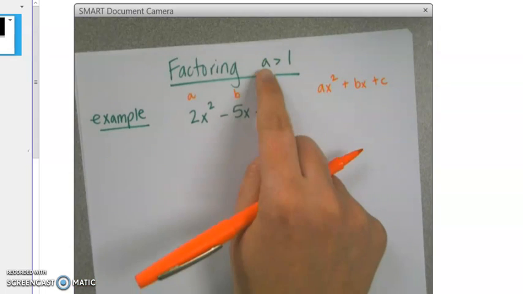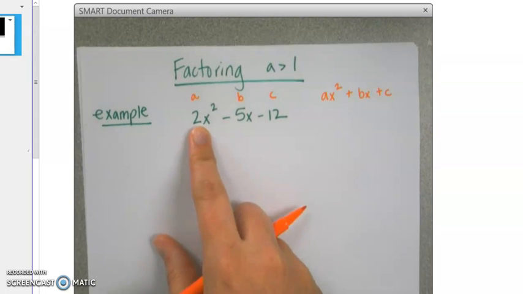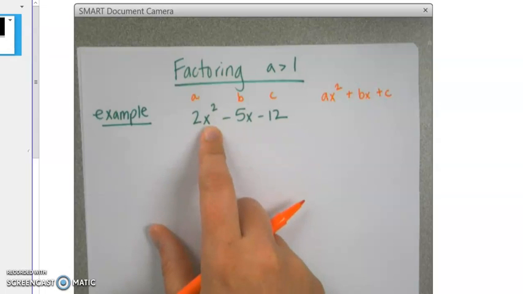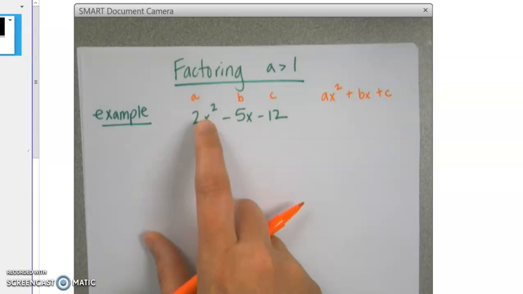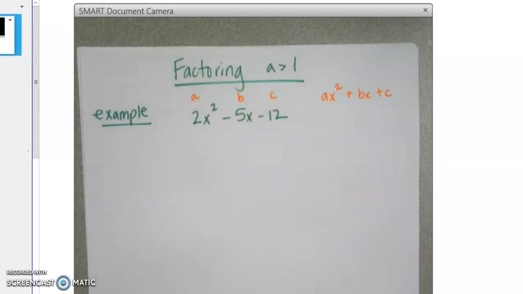Now, when I say a is greater than 1, that means the number in front of x squared. When we factored before, you always had x squared first. There was no number here. Technically, there's a 1, but we don't write that. But we didn't see anything here. So today, when we're doing these, there will always be a number in front of x squared, and it actually turns out a little bit different than what we did before. So I want to show you how this is going to work.